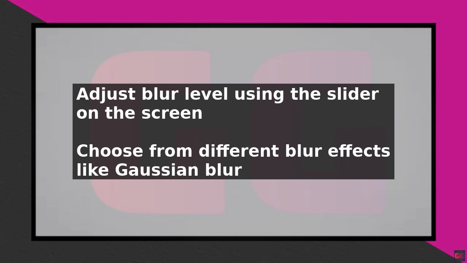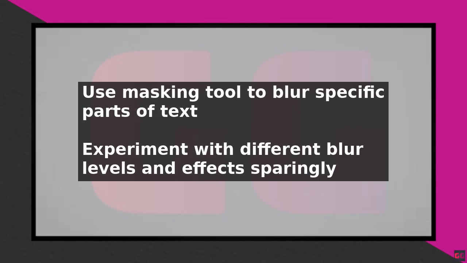effect. Best practices for blurring text in CapCut include using the blur effect sparingly and only when necessary, as it can be distracting if overused. It is also a good idea to experiment with different blur levels and effects to find the one that works best for your video. By following these steps and tips, you can easily blur text in CapCut and add a professional touch to your videos.